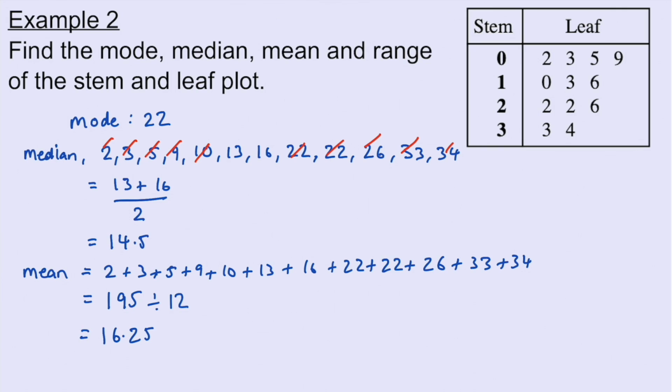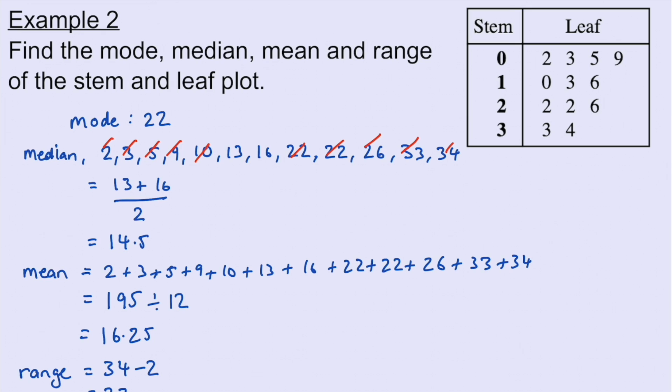Then the final part of the question asks us to find the range. So the range, remember, is going to be the largest number, in this case the 34, take away the smallest number, which is a 2. So we're going to write 34 minus 2, which gives us 32.